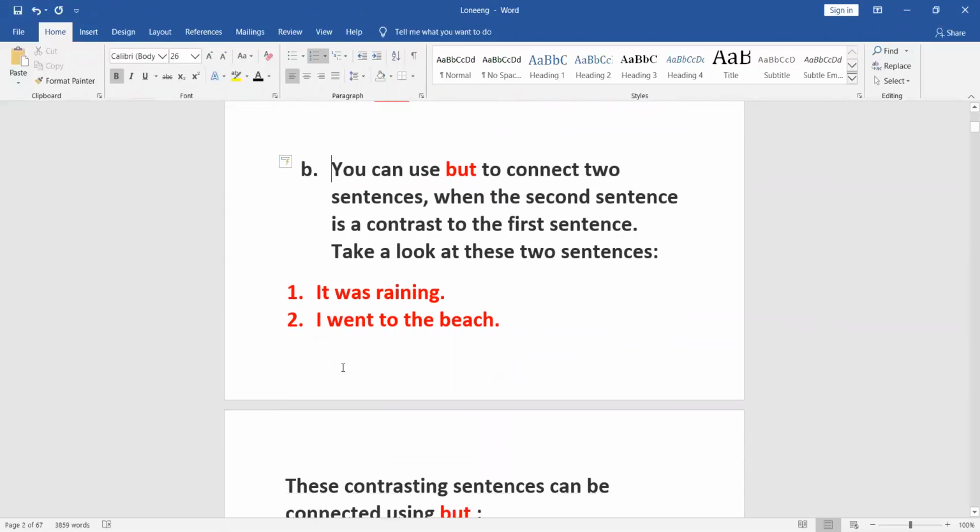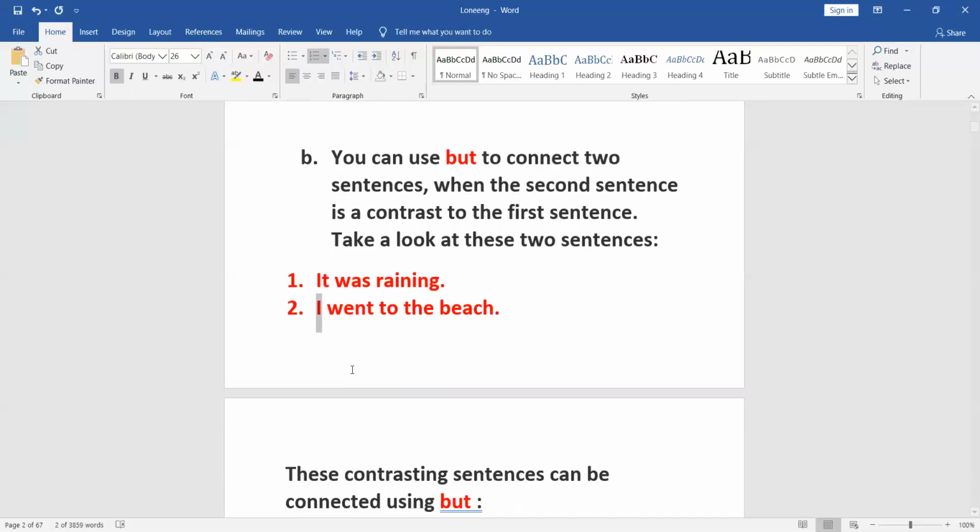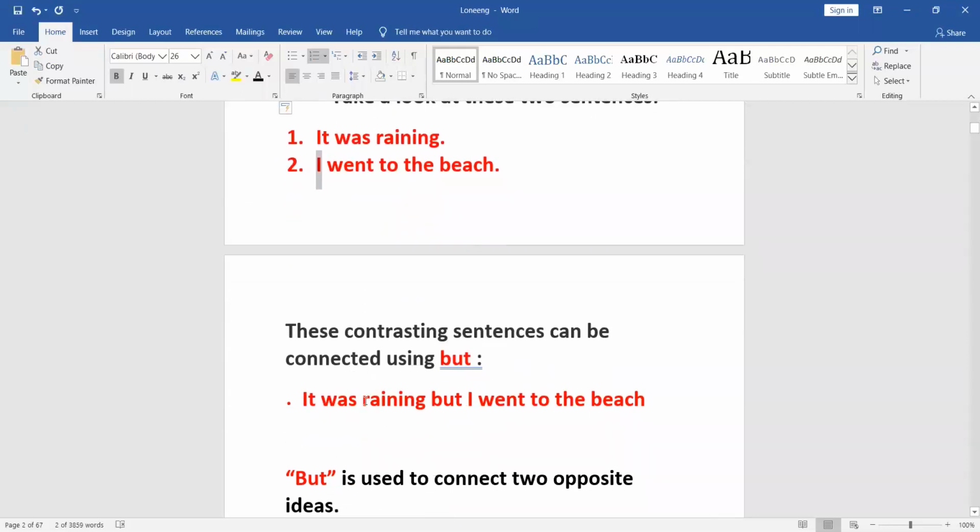Okay. For example, the first phrase is, it was raining. It can perfectly stand on its own. It's a complete sentence. And the second phrase is, I went to the beach. And if you, for some reason, want to connect these two phrases, you need to use a conjunction. I told you, the first subject is it, the second subject is I. Two different subjects and two different contrasting phrases. So you want to connect, what do we use? But. Very good.